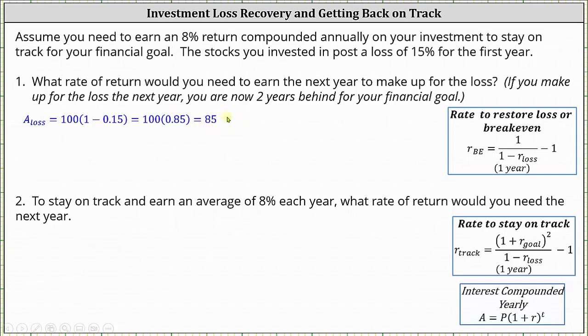And now to answer the question, what rate of return would be needed the next year to make up for the loss, we need to determine what rate of return must be earned on $85 over 1 year so that the account balance is restored back to the original balance of $100. This would be the rate to restore the loss or break even. This gives us the equation 85 times the quantity 1 plus R sub BE equals 100, where R sub BE again is the rate to restore the loss or the break-even rate. And now we need to solve the equation for R sub BE.